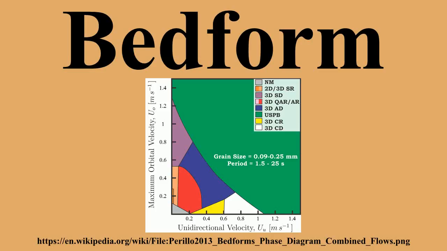A bed form is a feature that develops at the interface of fluid and a movable bed, the result of bed material being moved by fluid flow. Examples include ripples and dunes on the bed of a river. Bed forms are often preserved in the rock record as a result of being present in a depositional setting.